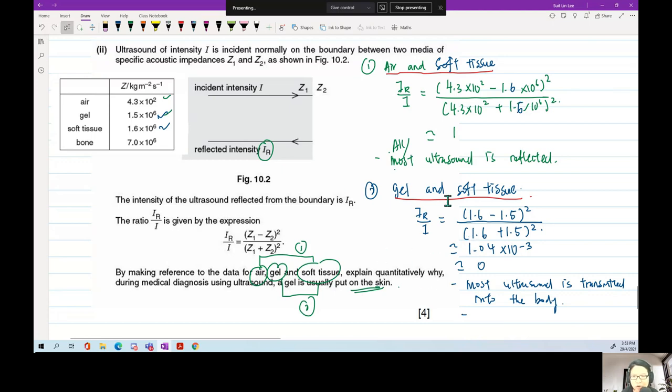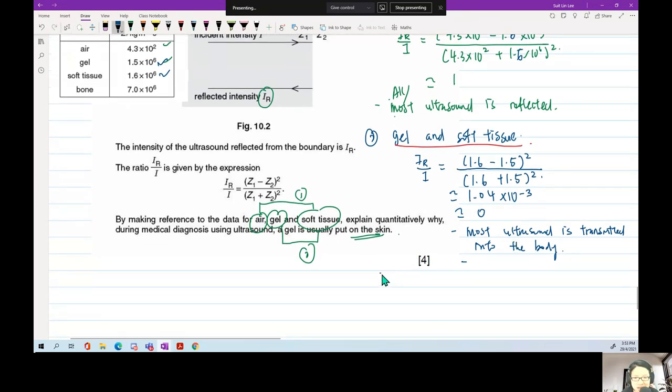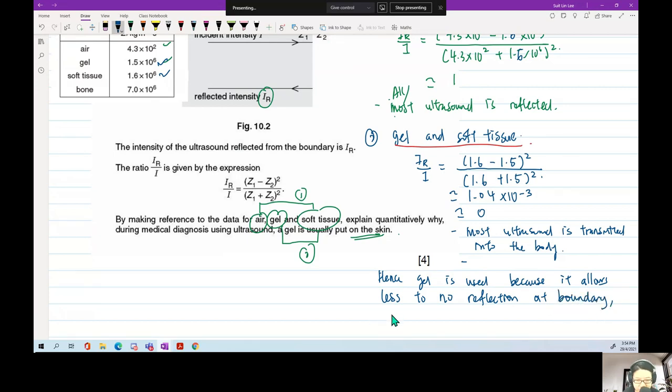So we need to form a conclusion. This thing is 4 marks. I am guessing the calculation is 1 mark, and the conclusion is another mark. Okay. So I will then say, hence, a gel is used because it allows less to no reflection at the boundary. Most ultrasound is able to be transmitted into the body, which is essentially what we want.